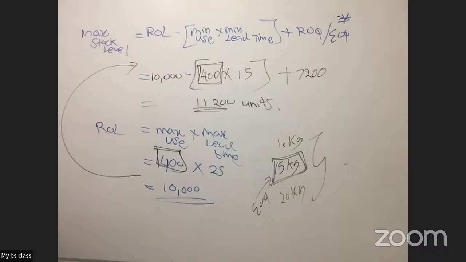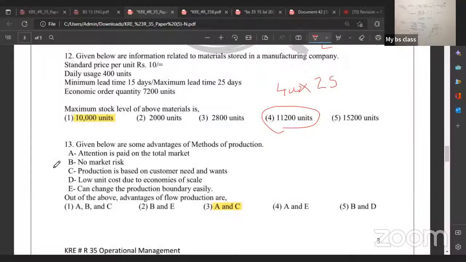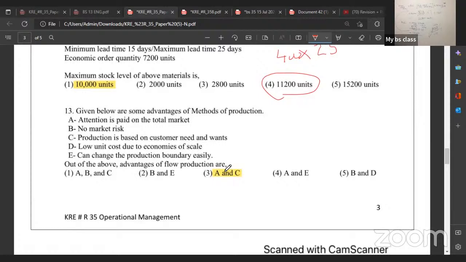Right, move to question number 13. Given below are some advantages of methods of production. Out of the above advantages of flow production, attention is paid to the total market, because that is not make to order, right? It is the make to demand concept. No market risk is wrong, there is definitely a market risk. The production is based on customer needs and wants is wrong.